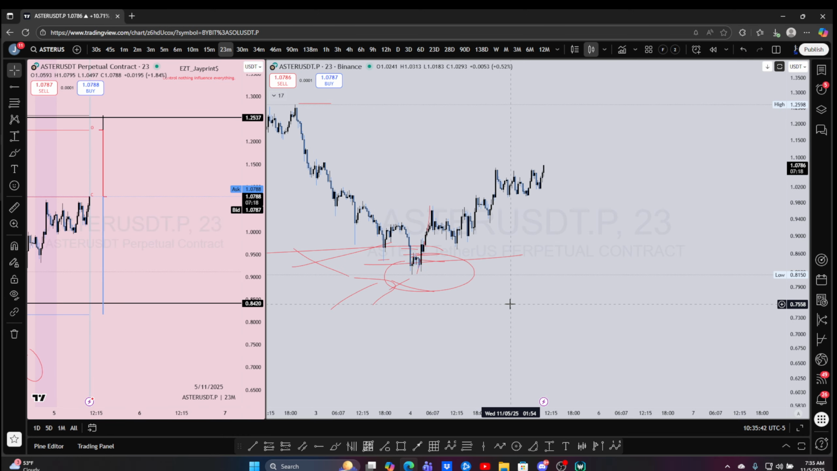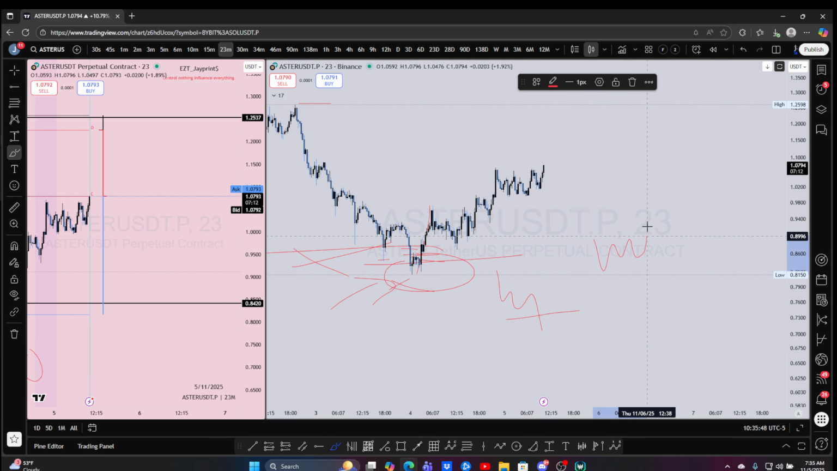This is what I teach, right? Order flow, whenever we fail to take out a low, or whenever we fail to take out a high, we take out the high and we're just wicking. Even a candle close could even happen.